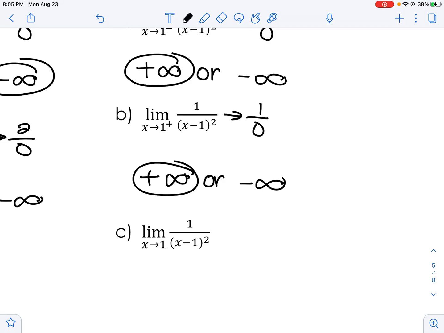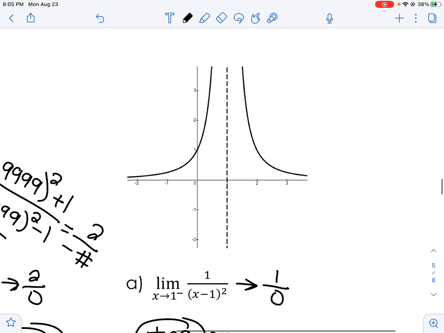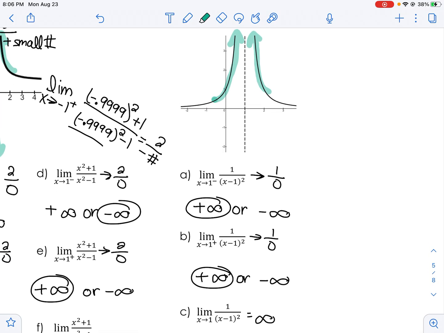So C, since the limit from the left equals the limit from the right, they both equal positive infinity. My overall limit as x is approaching 1 is also positive infinity. So if I look at the graph, as I approach 1 from the left side, it's going up towards positive infinity. As I approach 1 from the right side, it's also going up towards positive infinity. My limit on the left equals my limit on the right. Therefore, my limit overall is positive infinity.